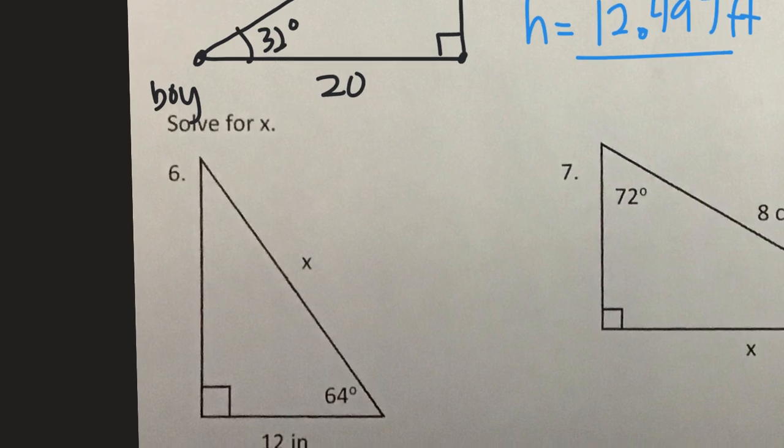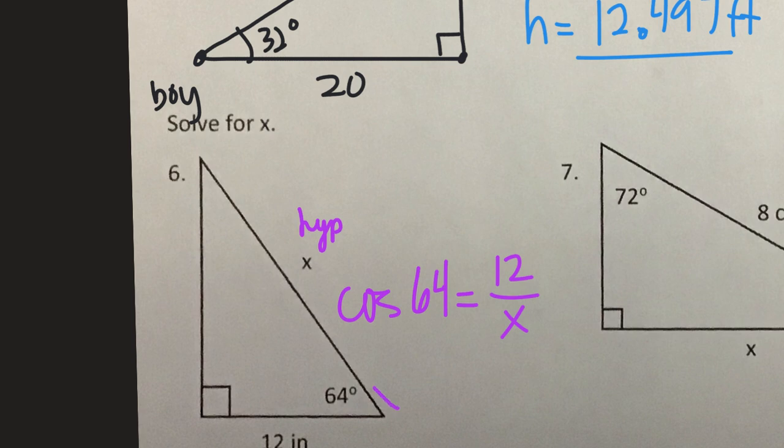Okay, number 6, this is just straight up trig. This is the hypotenuse side, and 12 is the adjacent side, which makes this a cosine problem. Cosine 64 equals 12 over x. Once again, we have x in your denominator, so we're going to end up dividing in your calculator. 12 divided by cosine of 64 means we have a hypotenuse of 27.374, and I guess the units are inches to begin with. Sorry if that's hard to see.